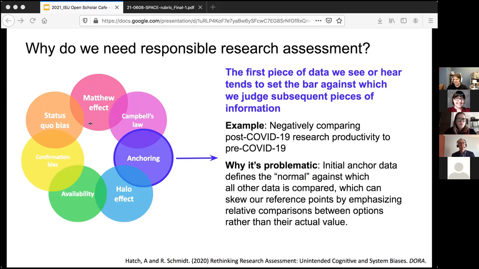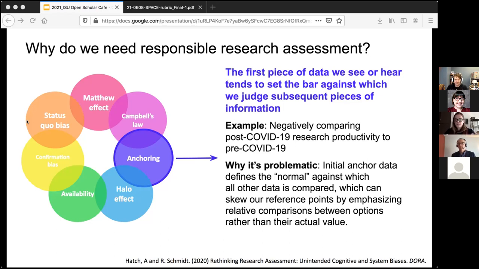So the first thing that I want to talk about is anchoring. Anchoring is when the first piece of data that you either see or hear will set the bar against which we judge subsequent pieces of information. So I think a very good and relevant example right now is when people are negatively comparing post-COVID-19 research productivity to the productivity that they had pre-COVID-19.